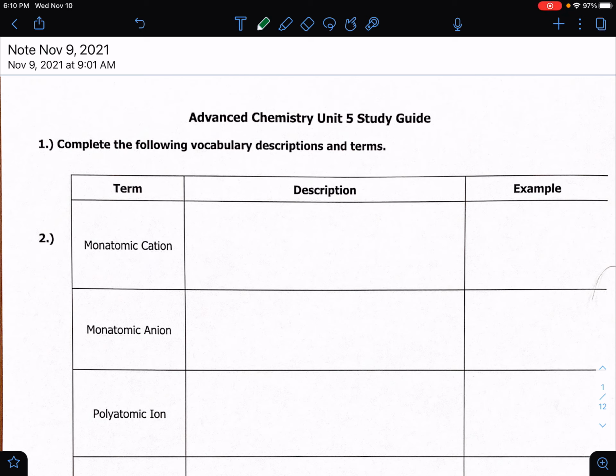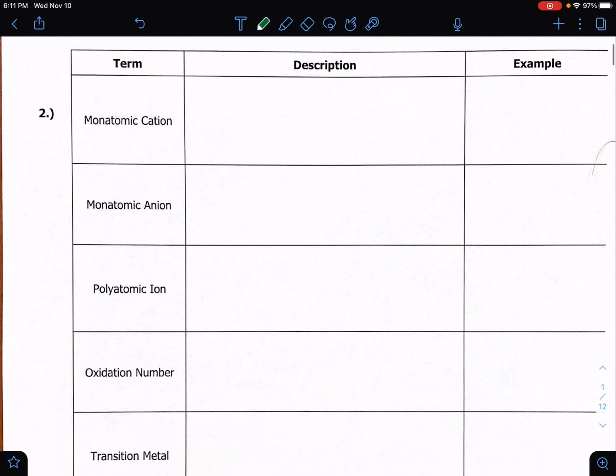All right, so this is the Chemistry Unit 5 study guide. So just make sure you're following along with this. You will need your periodic table, and you will also need that polyatomic ion list for this because that is on this test. So before we get started, we're actually going to break down that periodic table real quick and make sure we have all our charges.